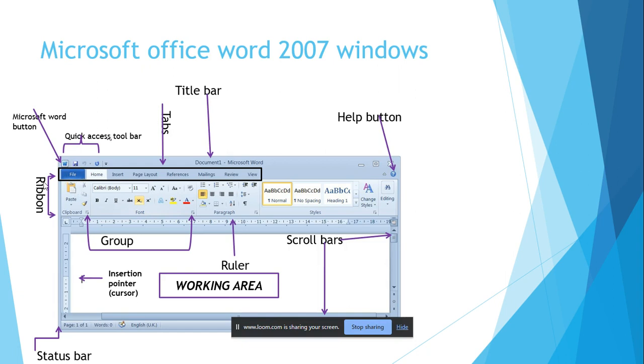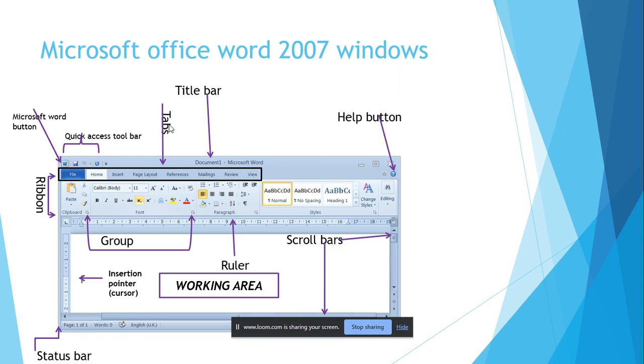The ribbon is there. This is the ribbon. The ribbon contains the... Now before we go to the ribbon, we have the menu bar, which contains the tabs. Now the tabs assist the user in performing a certain task within the working area.